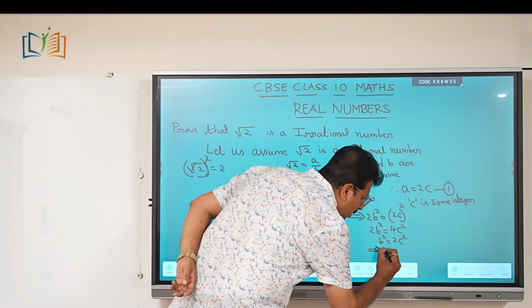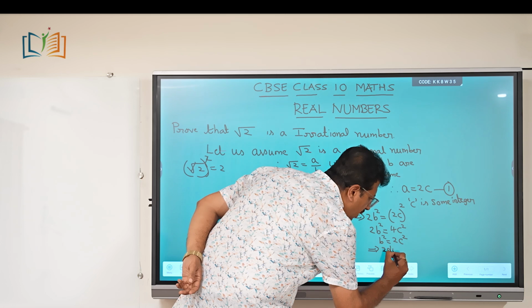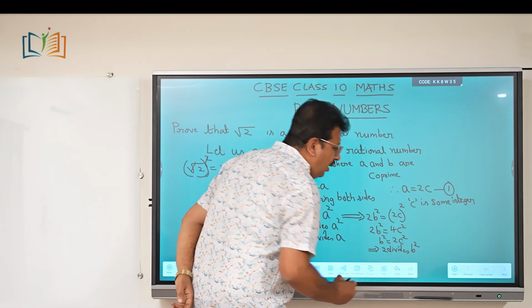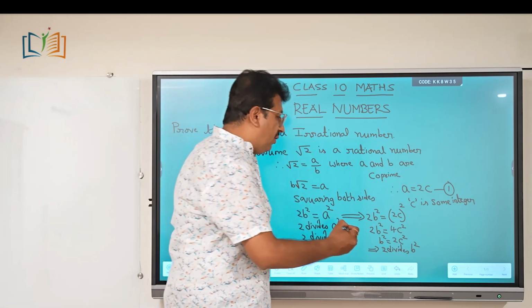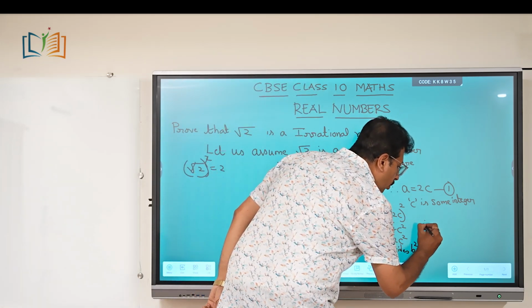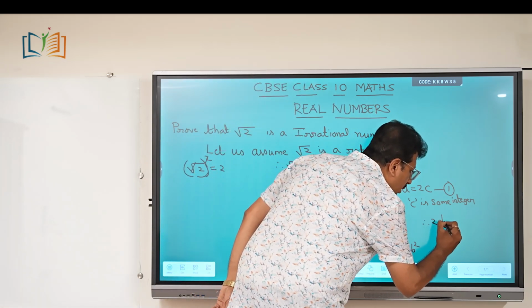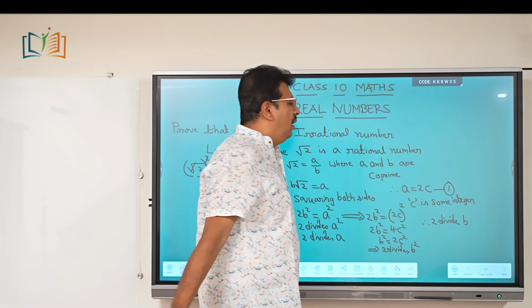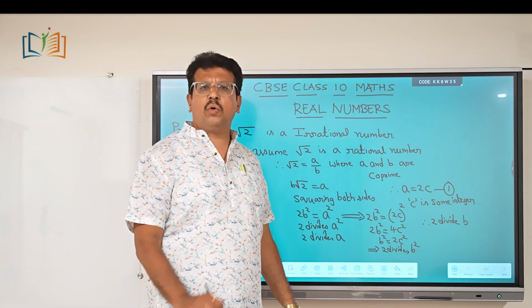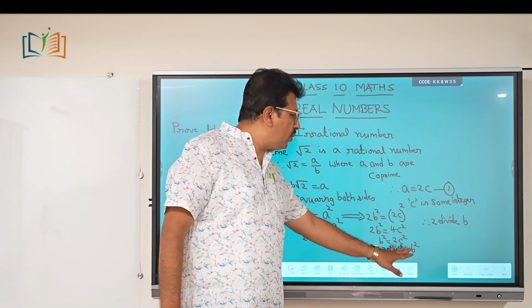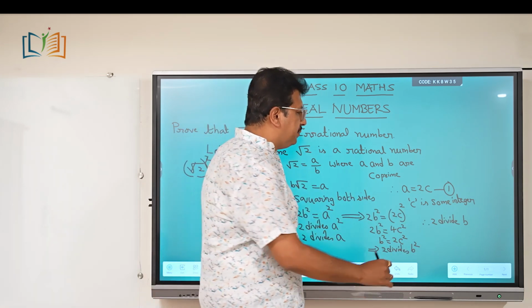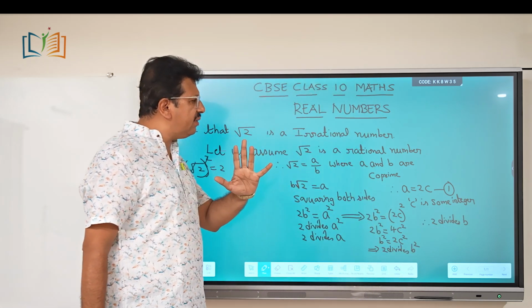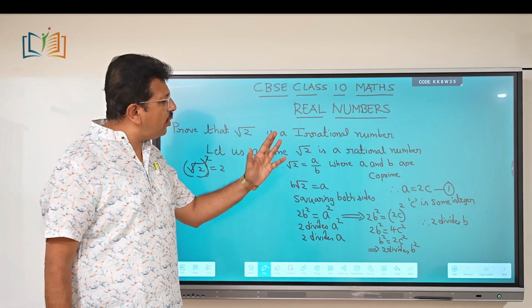It implies 2 divides b square. If 2 divides b square, definitely, therefore 2 should divide what? b. According to the theorem, if 2 divides b square, 2 also divides what? b. So we are finding out the interesting thing: a and b are co-prime, we say.